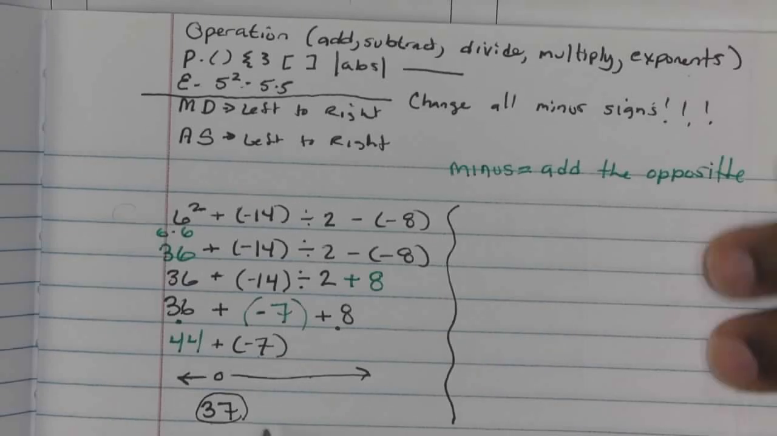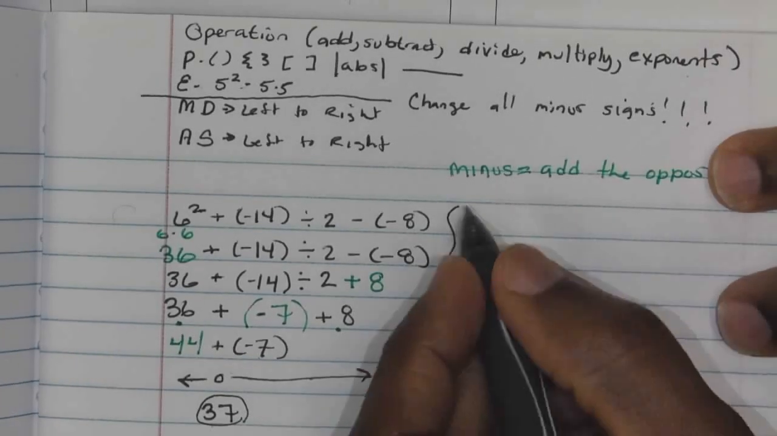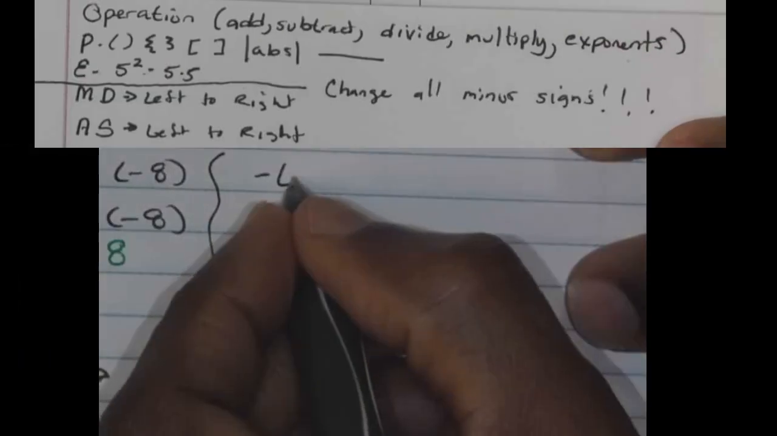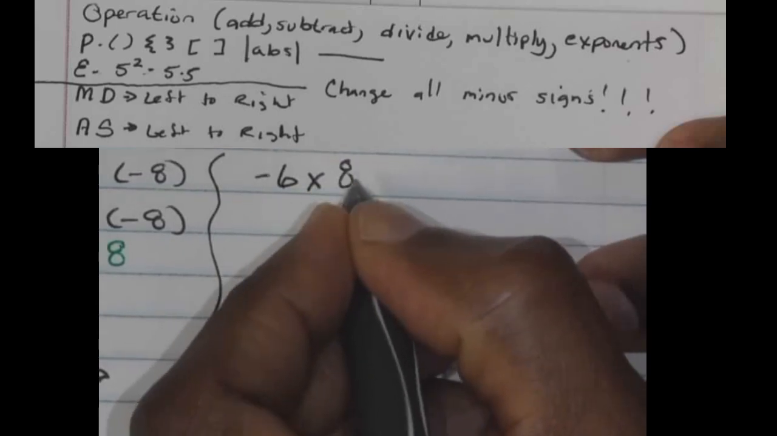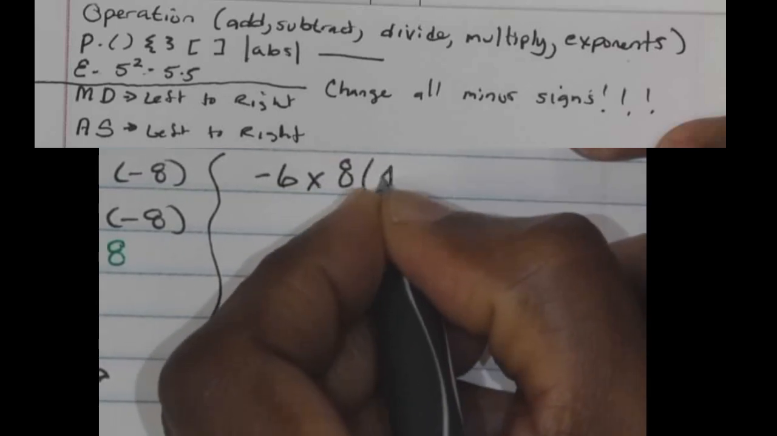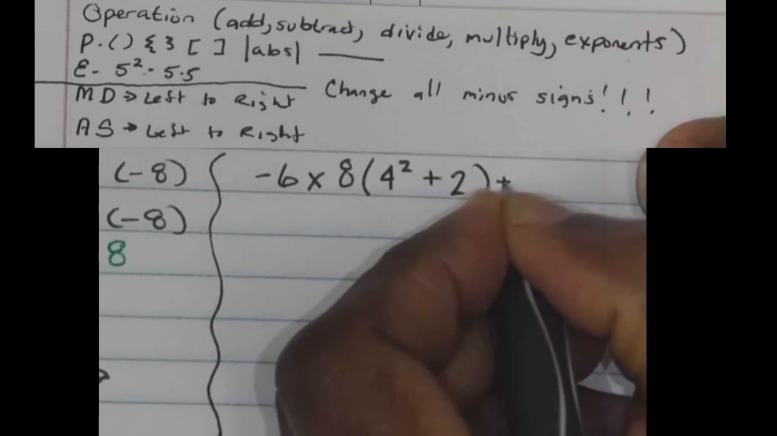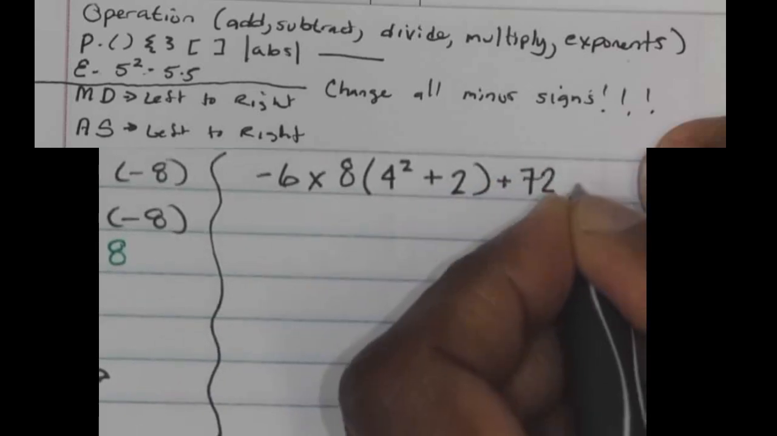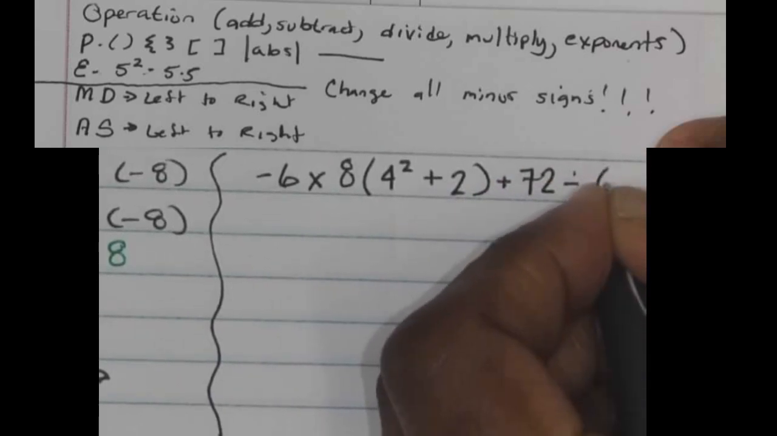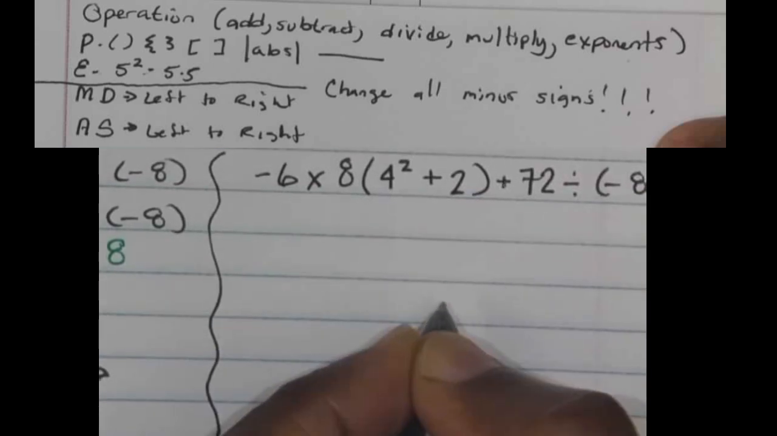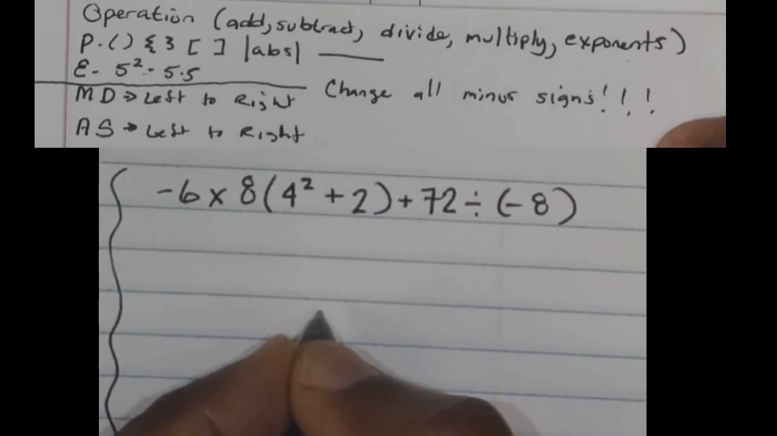All right, let's do another. I'm taking my time on this. All right, we have negative 6 times 8 times 4 squared plus 2 plus 72 divided by a negative 8. All right, there we go. Now, what do we do first?